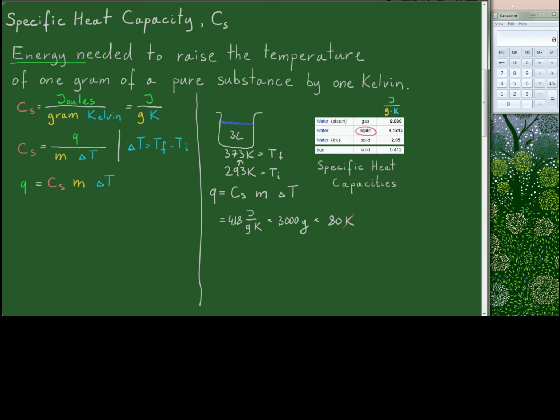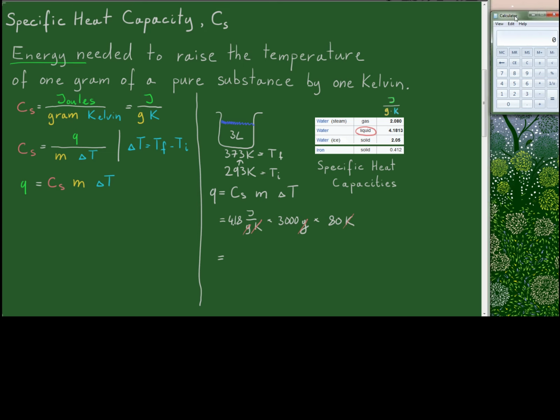And we can see that some units will cancel. So this Kelvin will go, and this Kelvin will go. This gram and this gram will go, which means we would be left with joules only, and that is fantastic because we are solving for heat, we are solving for energy. So our number should be in joules.